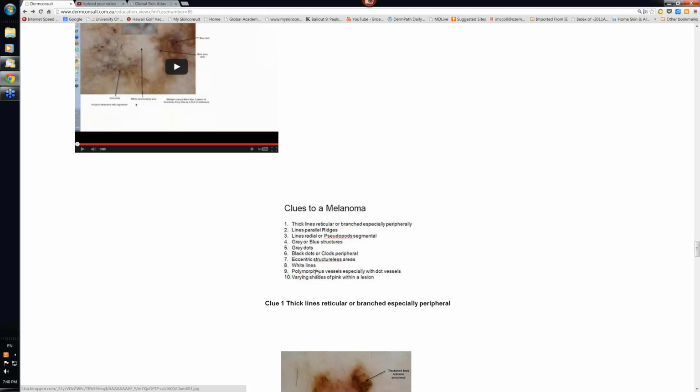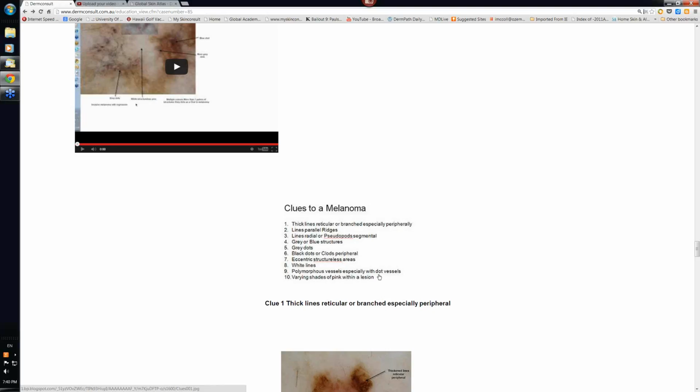They represent part of the collagen structure of the lesion. But I mean, white lines aren't specific. You'll get them in a variety of other lesions as well, including Spitz nevi, including BCCs even. And you'll also get them, I think, in some dermatofibromas, because of the collagen in the center, but look for them especially in desmoplastic melanomas.